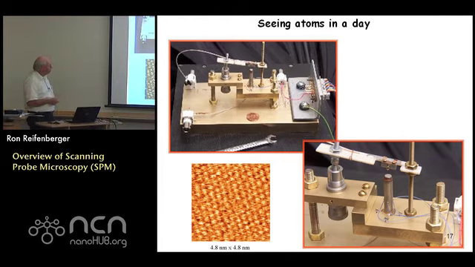What it is, is a very fine micrometer. This is a flexible board. Here's the tip. Here's the substrate. Here's the piezo that controls the motion of the substrate.